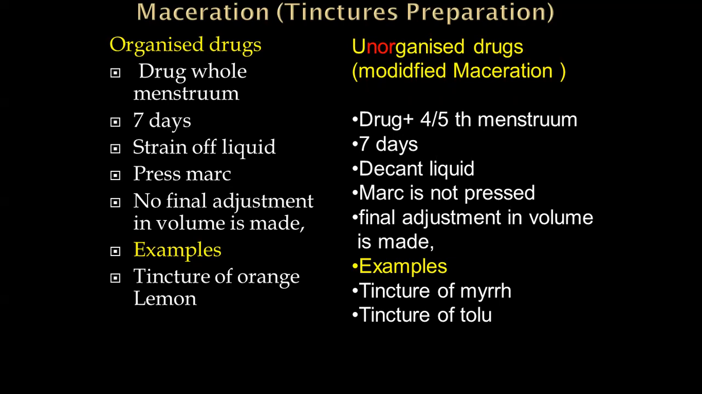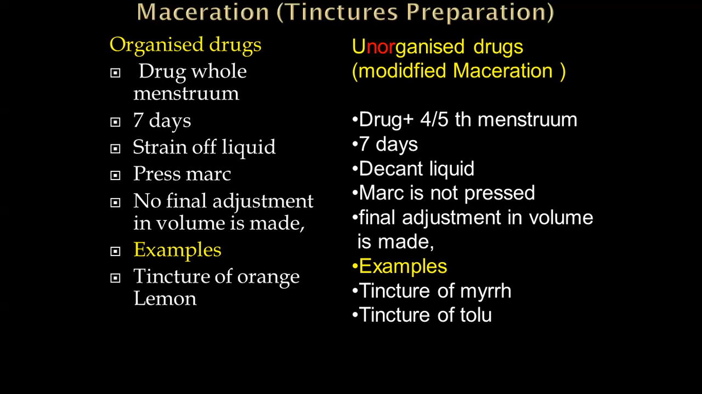And usually the stated period for organized drug is 2 to 7 days. After the 7 day period, you go for filtration and collect the strained liquid. In organized drug, one important thing you have to do is press the marc, because organized drug retains the maximum volume of menstruum within its spaces. So only when you press the marc can you collect the maximum amount of menstruum. And in organized drug, the final volume should not be adjusted. Examples are tincture of orange and tincture of lemon.